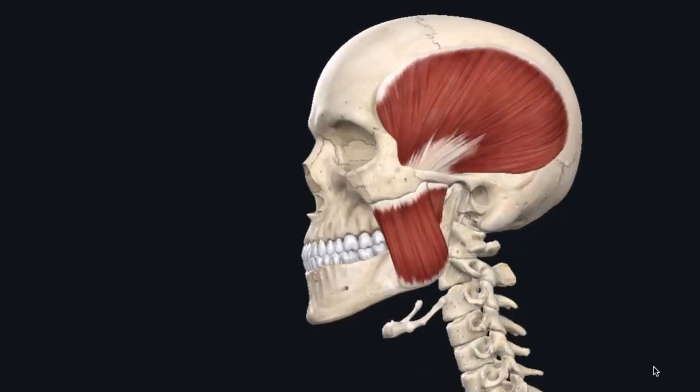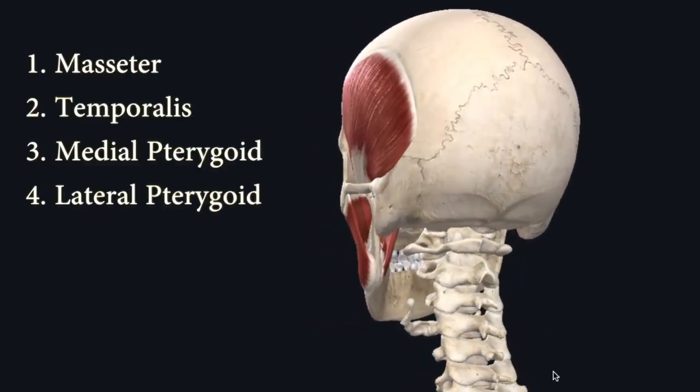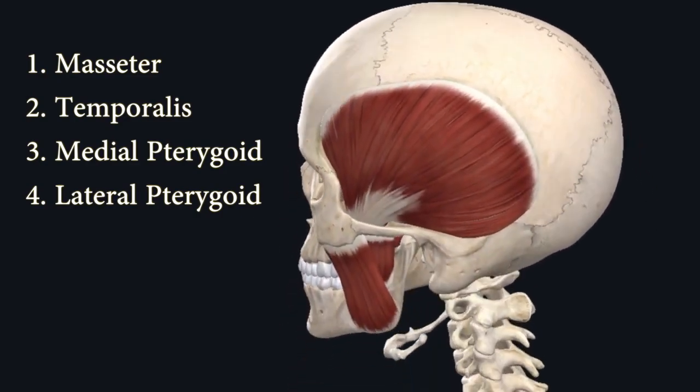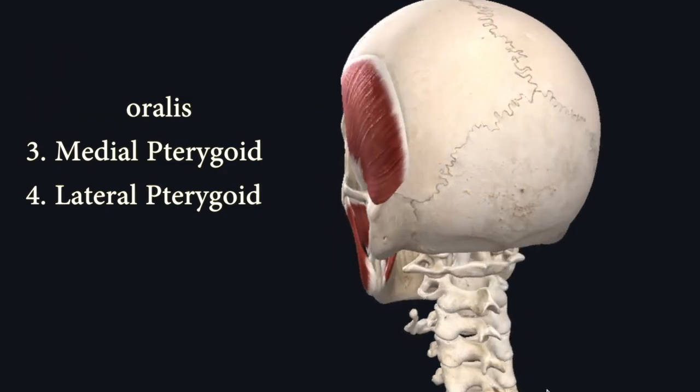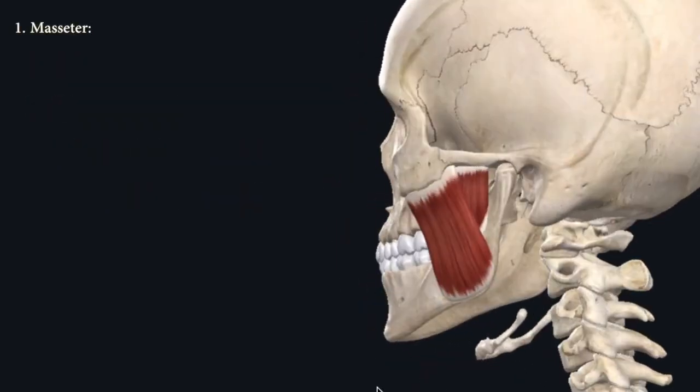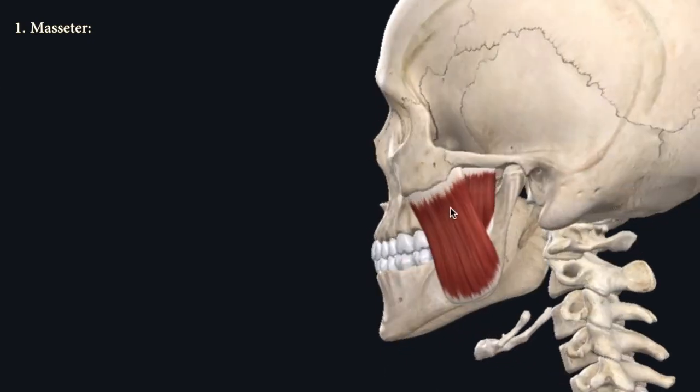Today we'll be covering the four main muscles of mastication with insight into their origin, insertion, action, nerve supply, and a few small tips on how to remember each one. So number one is the masseter muscle, which divides into two parts, the superficial part and the deep part.